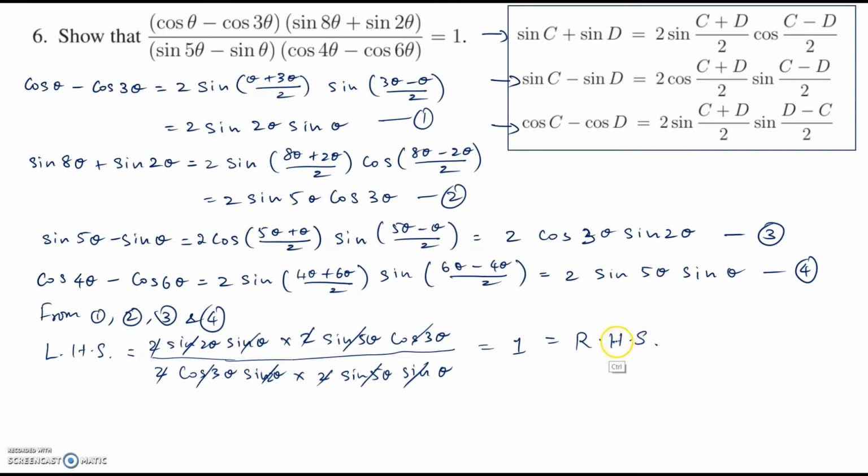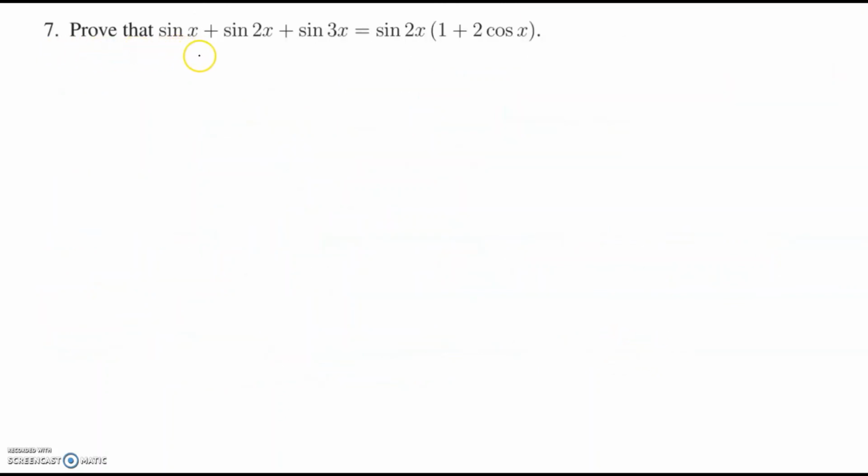Question number 7. Prove that sine x plus sine 2x plus sine 3x is equal to sine 2x times (1 plus 2 cos x). Okay, so here we'll be using the formula sine C plus sine D.